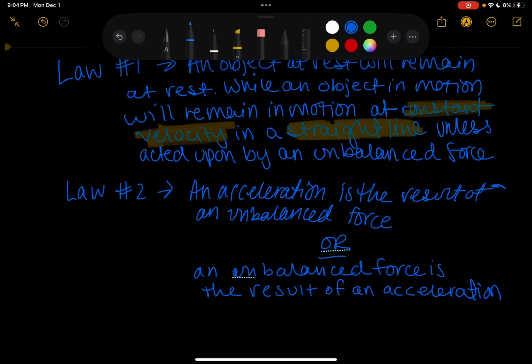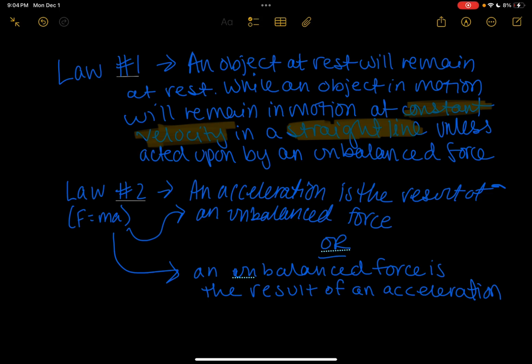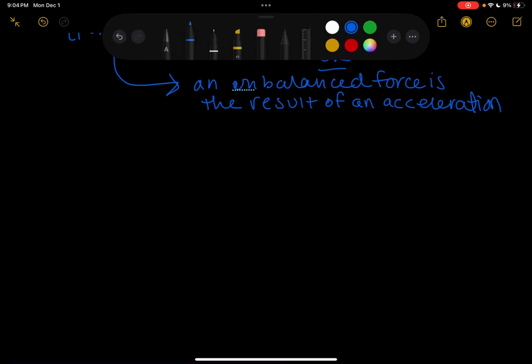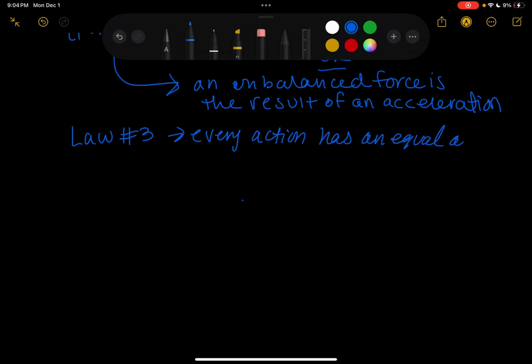Basically, a mathematical way is F equals ma, but tomorrow I'm looking for you to explain by using one of these formats. I want you to be able to describe in words what F equals ma actually means. And then law number three: every action has an equal and opposite reaction.